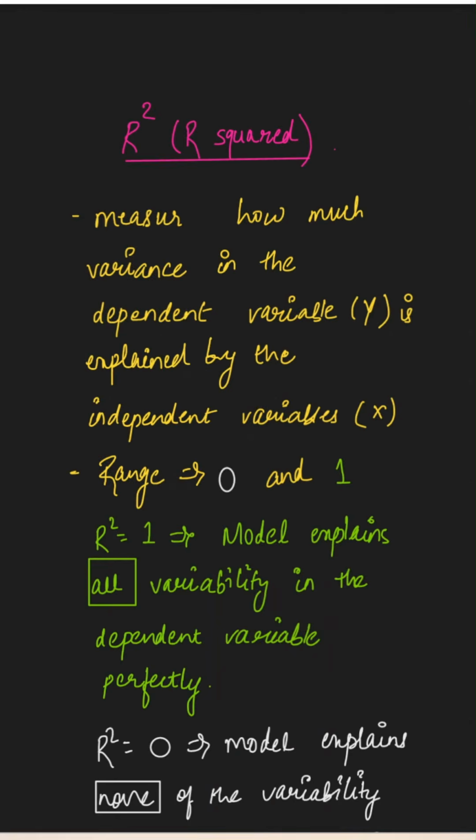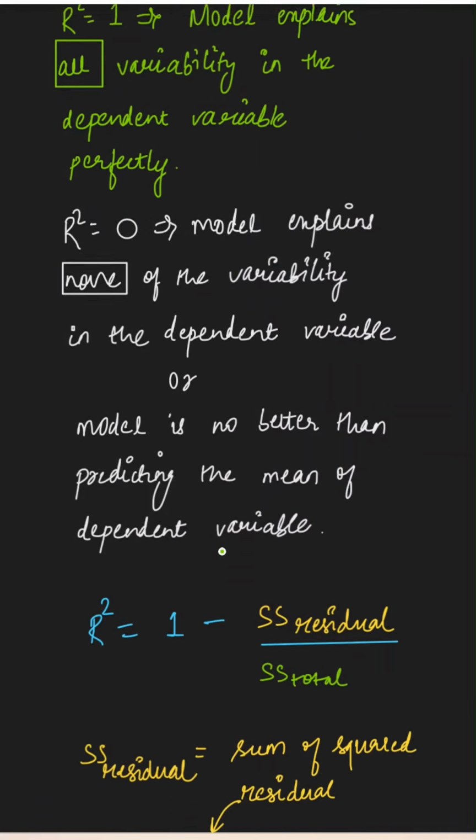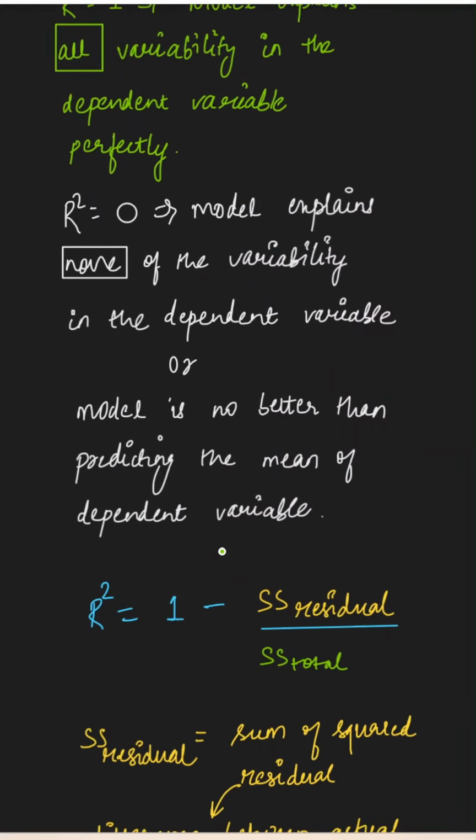So what is R-square? It measures how much of the variance of the dependent variable can be explained by our independent variables. Its range is between 0 and 1. If R square is equal to 1, then the model explains all of the variability in the dependent variable perfectly. However, if R square is equal to 0, then the model cannot explain the variability in the dependent variable. Or we can say that we are essentially just taking the mean of the target variable and using that as the prediction.